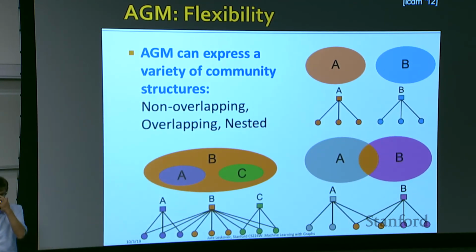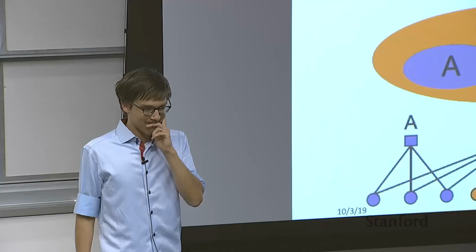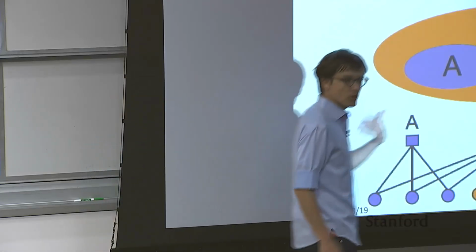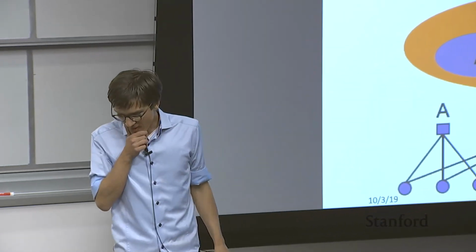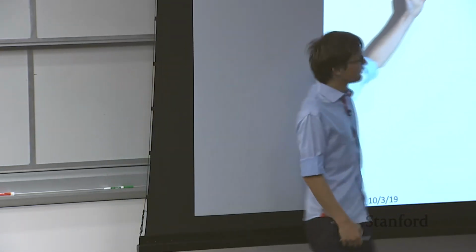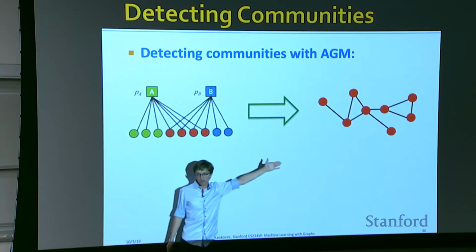Yes? Just to be clear, you need to, in this case, know how many communities you want. In this case, you would need to know how many communities you want. Exactly. Okay? So now I taught you how to get from the model to the graph.